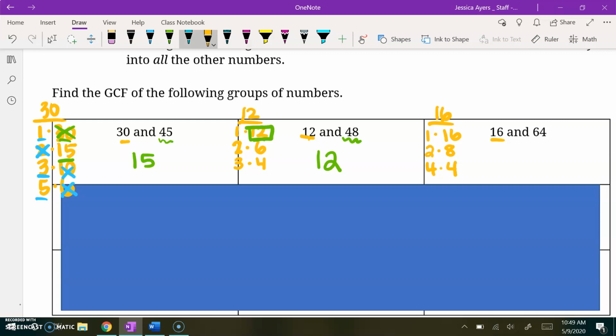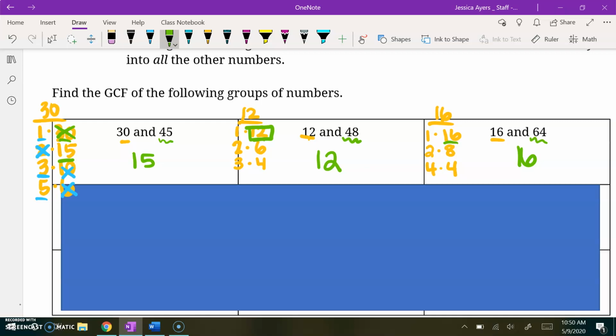So then we're going to start at 16. Will 16 go into 64? And it does. It goes 4 times. So 16 is our GCF. Again, had we started at 1, we would have had to go through the entire list to see that 16 is the GCF.